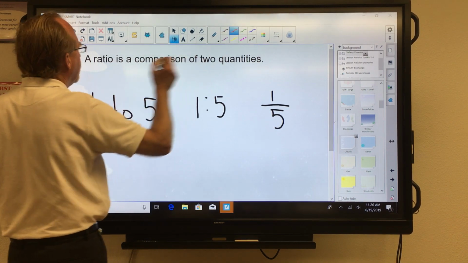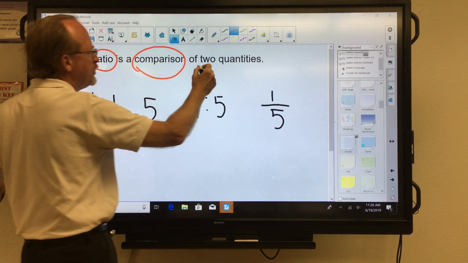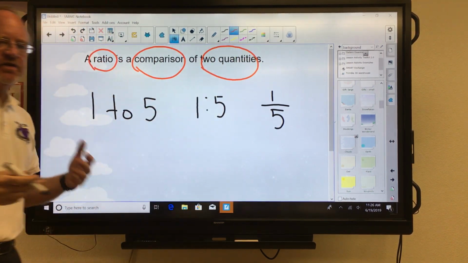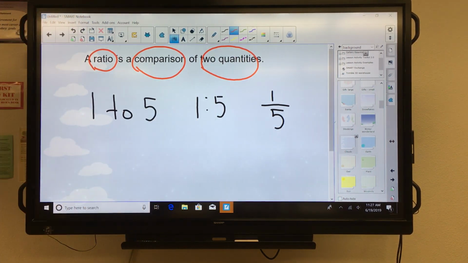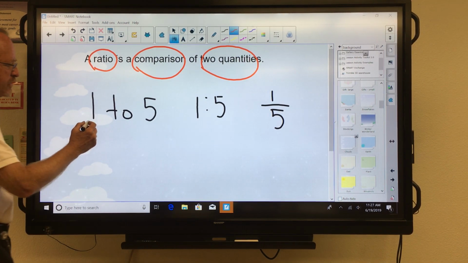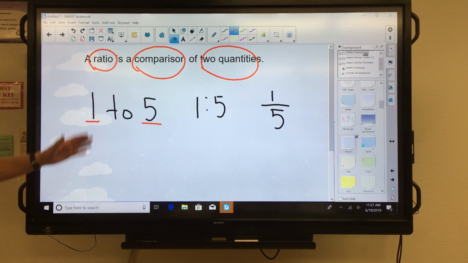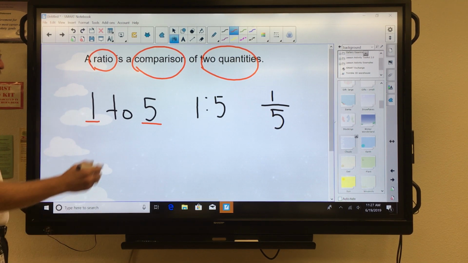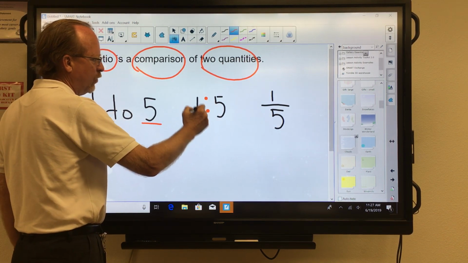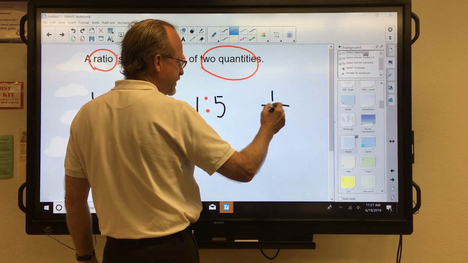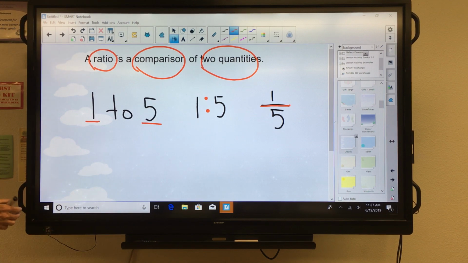A ratio is a comparison between two quantities. That's a fancy way to say we're looking at the differences in the number from one thing to another. For example, we could say there's 1 girl to 5 boys in the room. And you can express that different ways. You could say 5 to 1. You can use the colon, 1 to 5. Or you can express it as a fraction, 1 over 5. So there's 3 different ways to express a ratio.